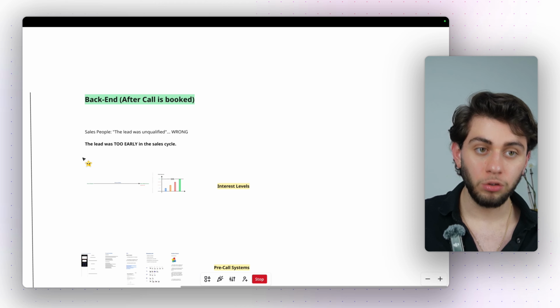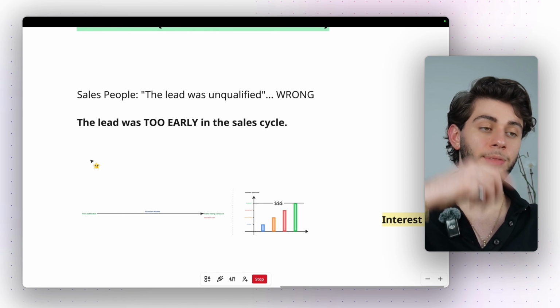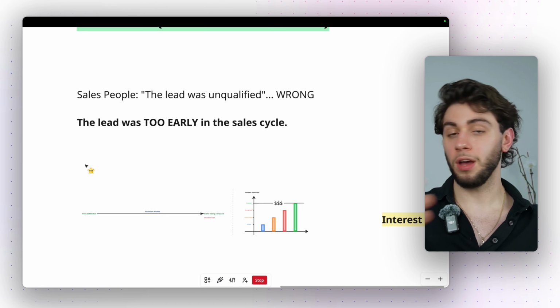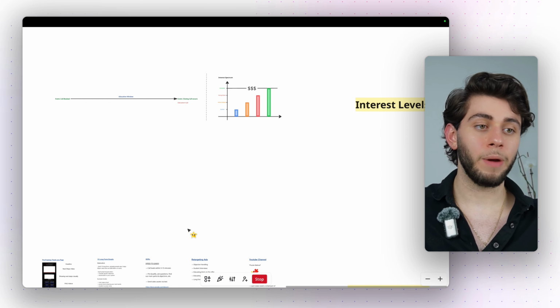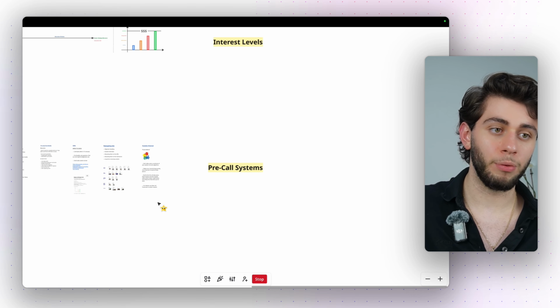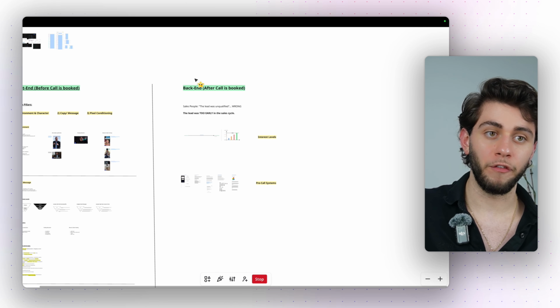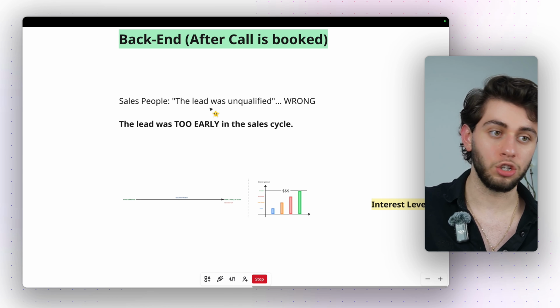And how can you do that? How can you actually give them that needed information to essentially buy, so that your salespeople say, okay, the lead was actually qualified? You do that by giving them more information through many different pre-call systems. This is how you fix your back end to essentially attract those high quality leads, but also nurture them before they hop on the call so your sales team has an easy job to close them.